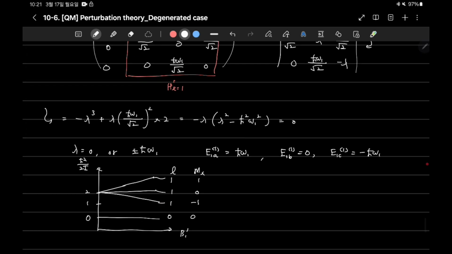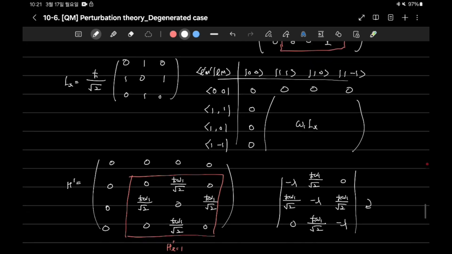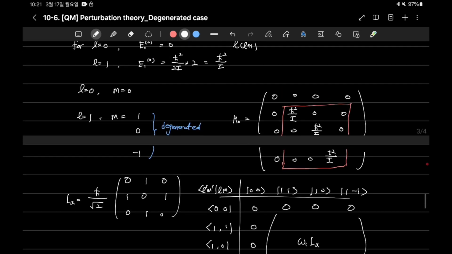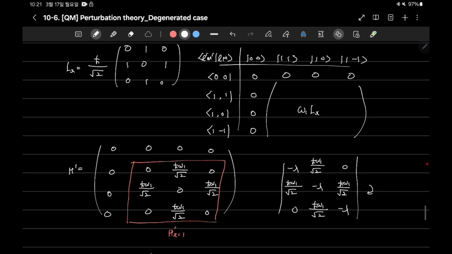We should keep in mind that if the energy eigenvalue is degenerate, as in this triply degenerate case, then the perturbed Hamiltonian matrix should be diagonalized, and from the diagonalized states we can know the energy eigenvalues.